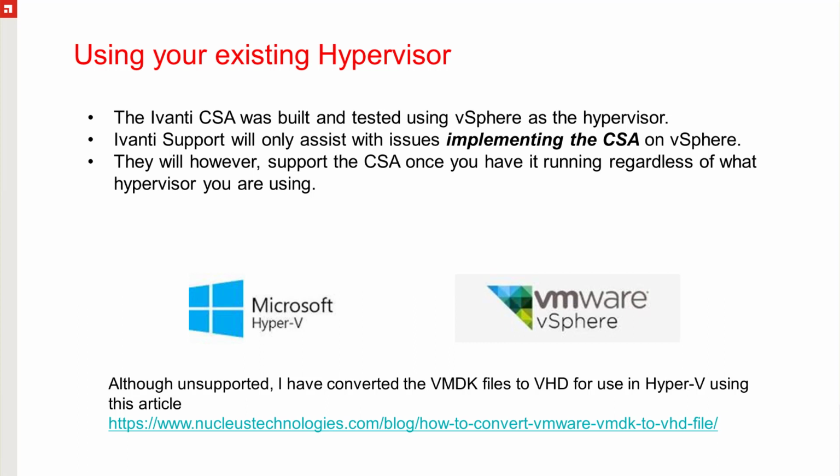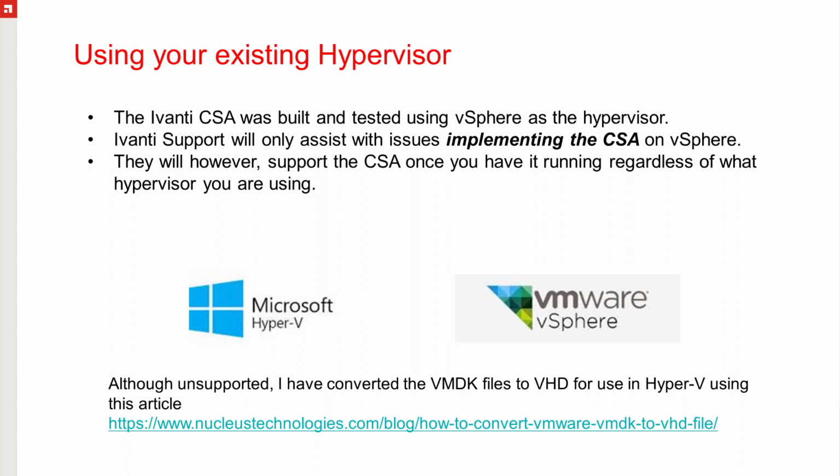Now, we only officially support installing or implementing the CSA on vSphere. We actually support the Cloud Service Appliance itself, regardless of what hypervisor you're running it on. So if you're so inclined and you like to use Xen or Hyper-V, you can do that too. You're going to be on your own when it comes to converting the image and implementing it. But once it boots up, then it's really transparent, and support will assist you in the actual product itself.